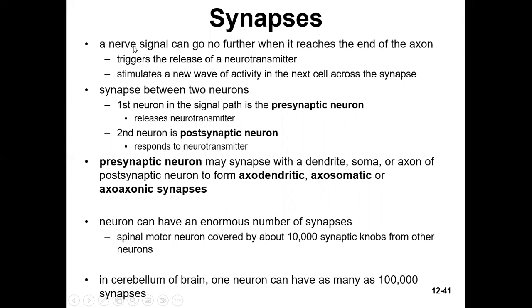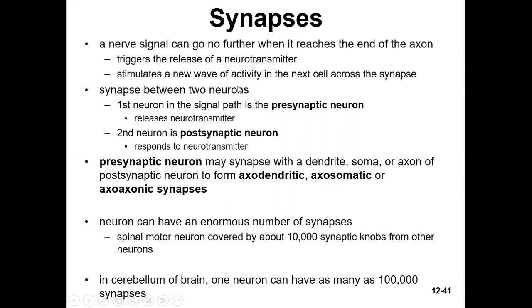They're a neat setup. A nerve signal can go no further when it reaches the end of the axon. It's done. It's made its way through. It triggers the release of that neurotransmitter. This will stimulate a new wave of activity in the next cell, because the next cell will be able to receive that neurotransmitter across the synaptic cleft and be inspired to do things within its own cell.